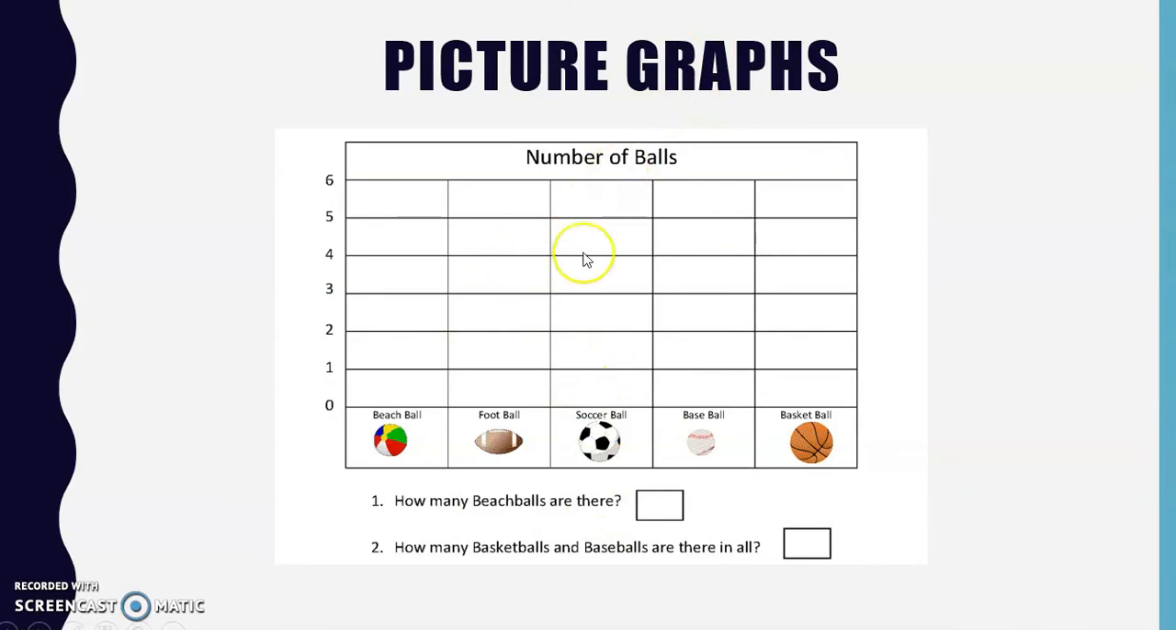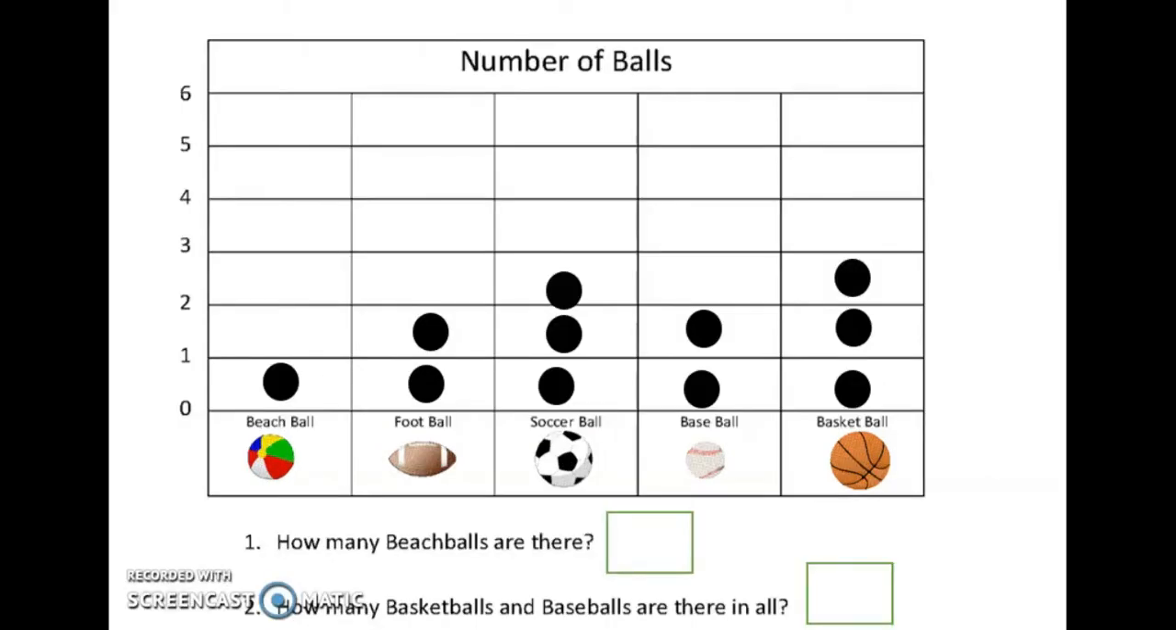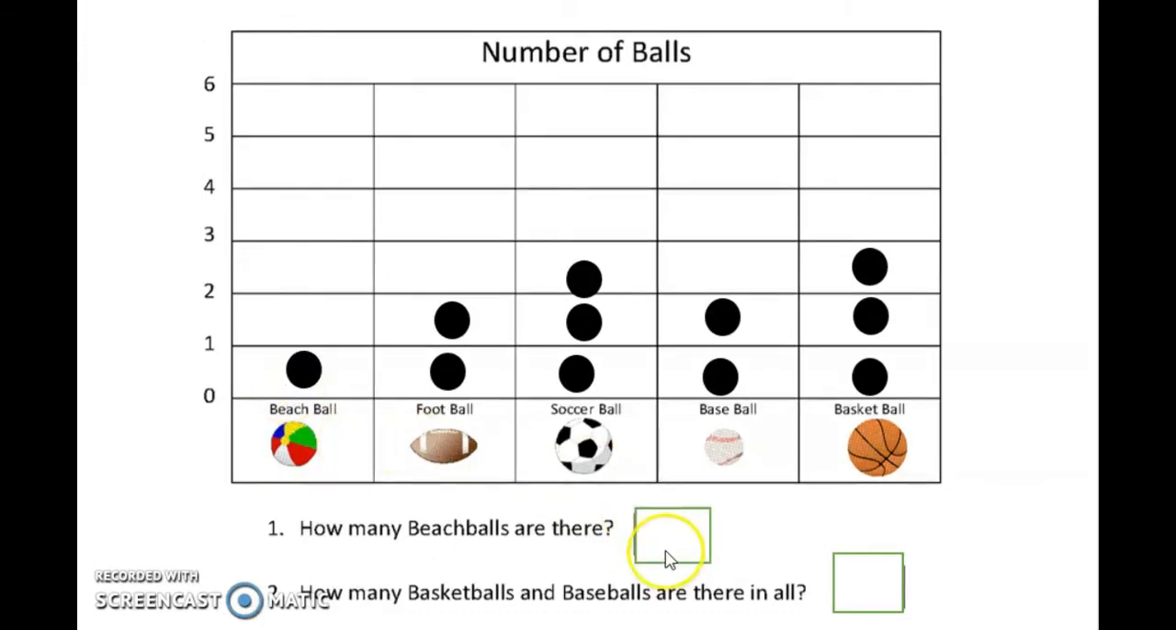We also talked about picture graphs. Let's try to solve this. In this picture graph, we have the title, number of balls. So we know that we are going to be counting balls. The first question says, how many beach balls are there? Let's find the beach balls in the graph. It's over here. Let's count how many of them do we have. 1. So we are going to write over here number 1.